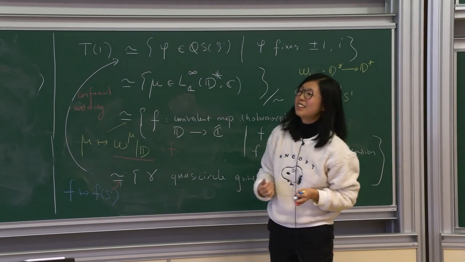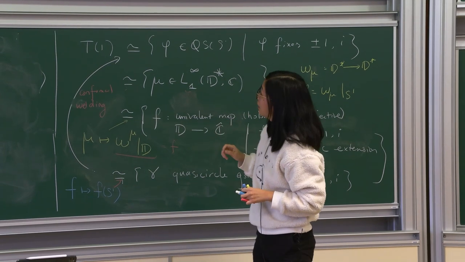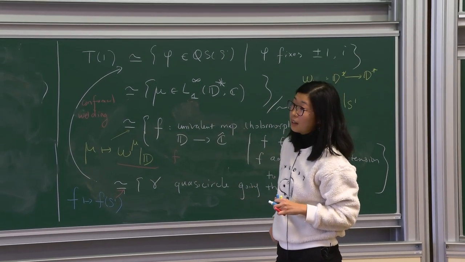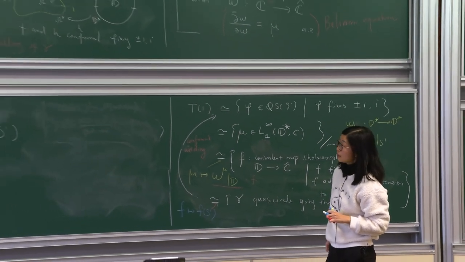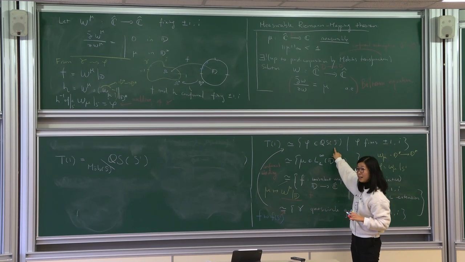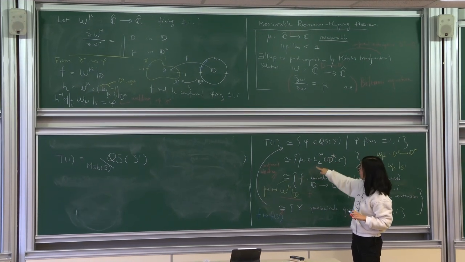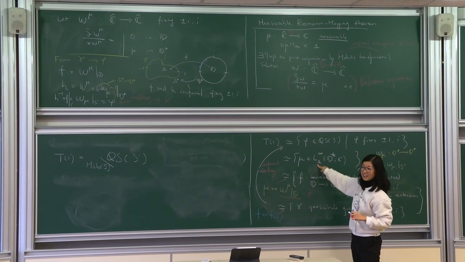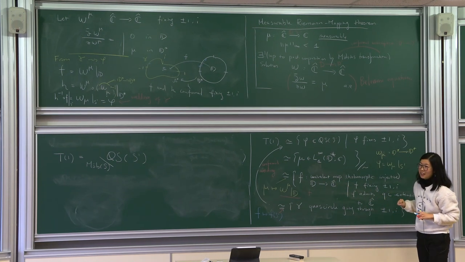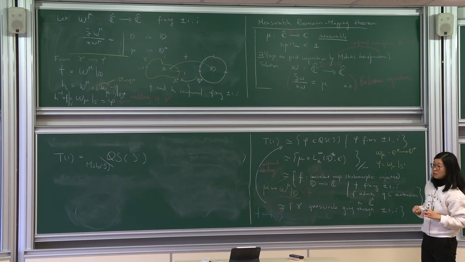But if I start from F, a conformal map from the inside, from D, and look at the image gamma, and then look at H, the map from the outside, then you get phi. And from phi, you can get this equivalence class of mu. Phi will be automatically quasi-symmetric.